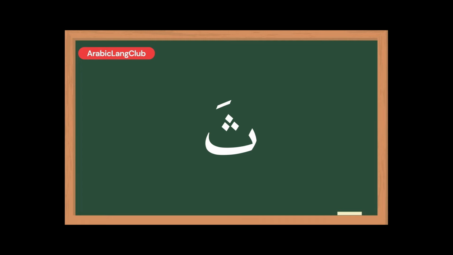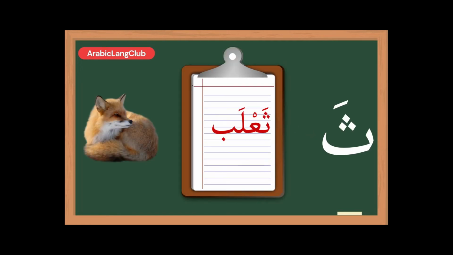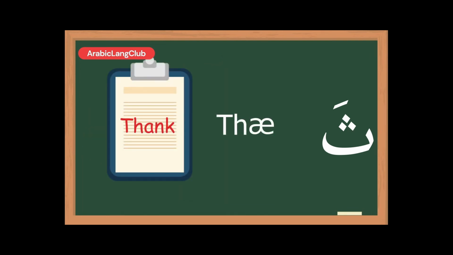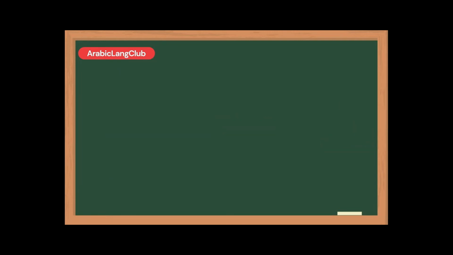Tha. Like in the word tha'lab. Tha'lab. The sound is pretty much like th in the word thank. To write it down, it's exactly like the letter ba. Pull from the right side a little down to the left side, and now put three dots at the top. Well done and amazing writing. Moving on to the next letter.